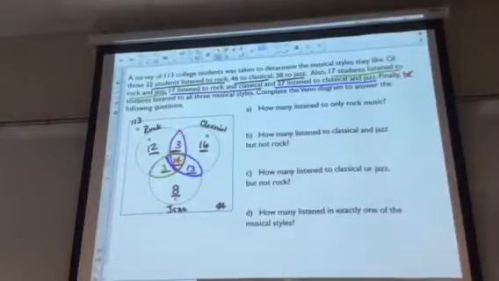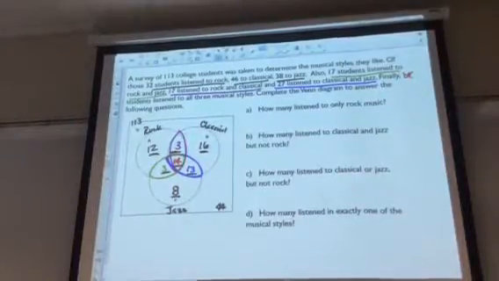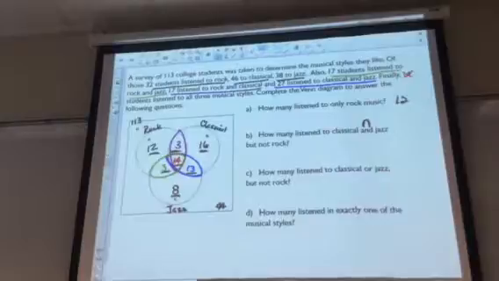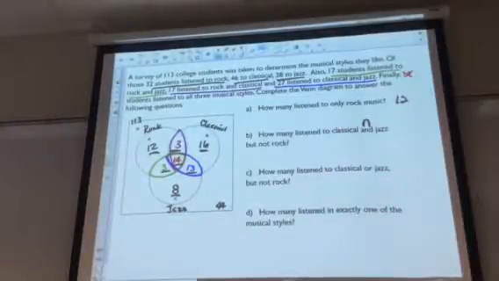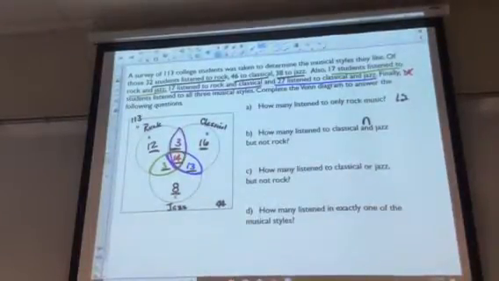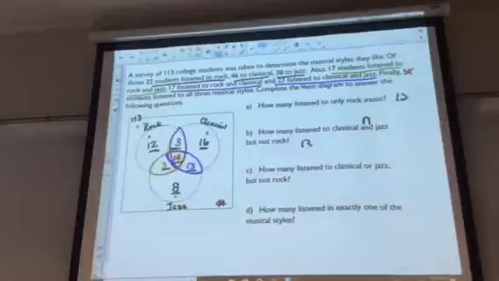How many listen to only rock? 12. Right there in front of you. How many listen to classical and jazz, but taking away rock? 13. Classical and jazz is the 13-14 section, but you take away the rock section of the 14, so that leaves you a nice simple 13.